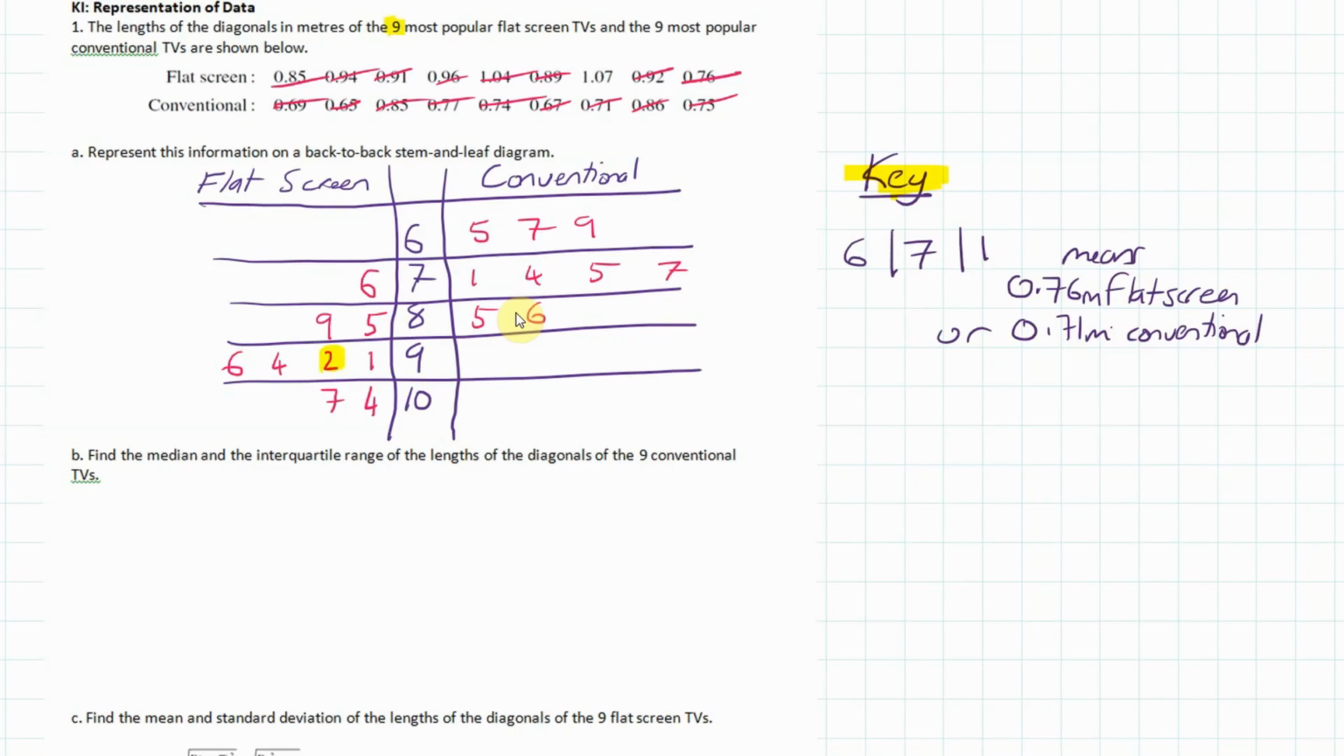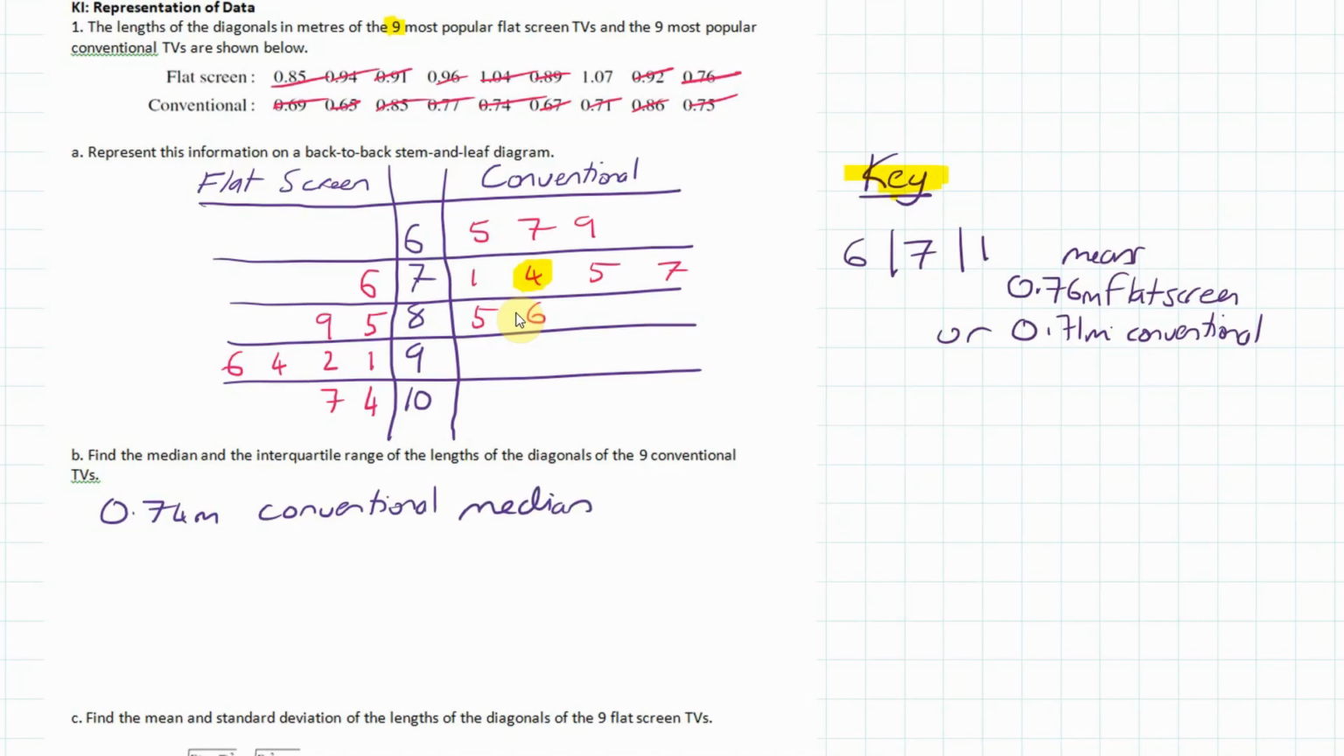What are we doing? We're meant to be doing the conventional one. So let's ignore that. So there's 9. So it's 5, 7, 9, 1. And I think this is our middle number because we've got 4 on either side of it. So it should be 0.74. 0.74 meters conventional. Median. That's our middle number.